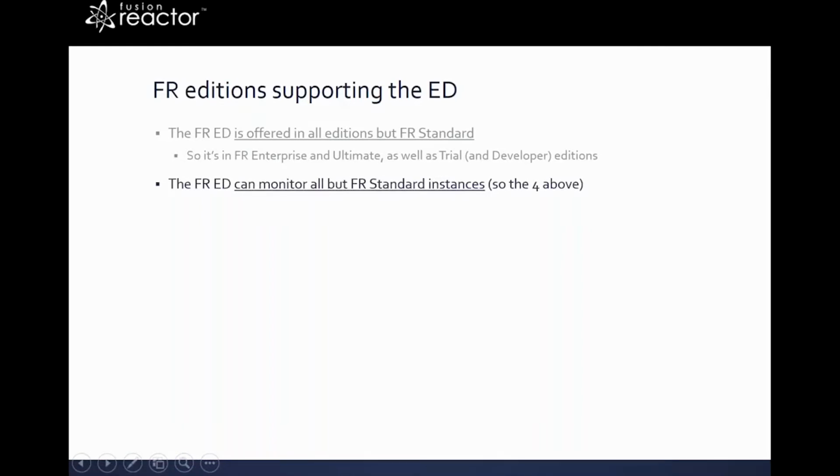And the dashboard can monitor any kind of FusionReactor instance except a standard instance. So it can monitor all four of the above. So what we're saying is, to see the dashboard, you need Enterprise or Ultimate or Trial or Developer. And then in that dashboard, you can point to any instance of FusionReactor as long as it's not standard. So just to be clear, the bottom line is that one of the things that distinguishes all the editions from standard is standard doesn't include the dashboard. And there's still other things that are added over standard. That's beyond the scope of this talk. But just be aware that when you use any of these other sorts of licenses, you're getting more than what's in standard. And if you just get standard, you don't get the dashboard.